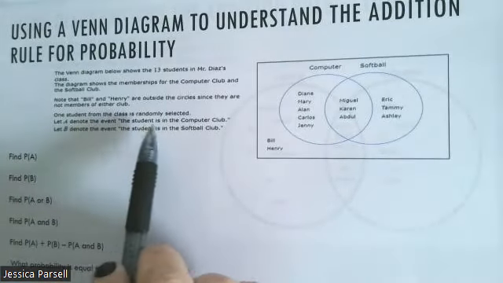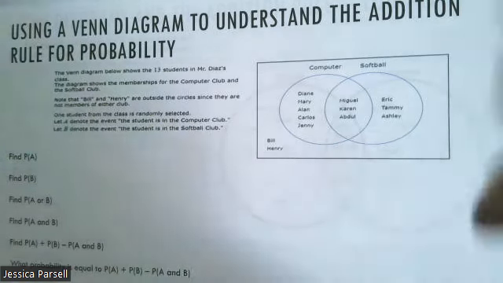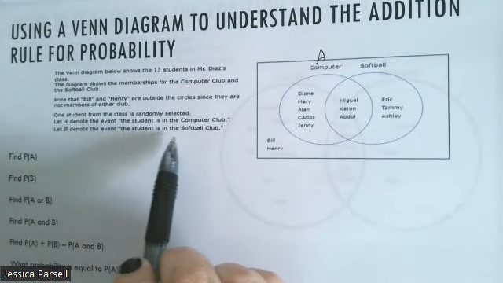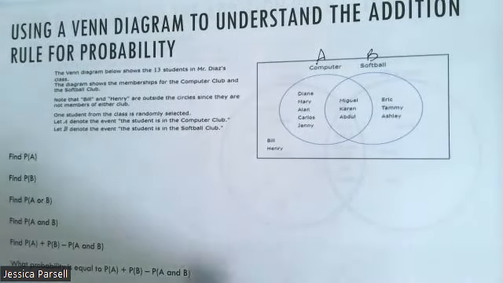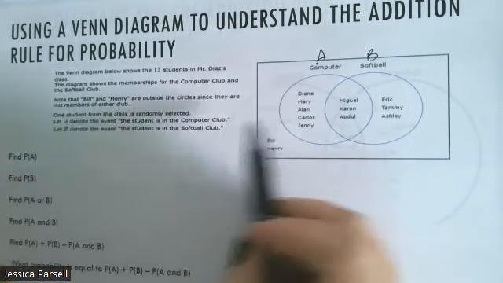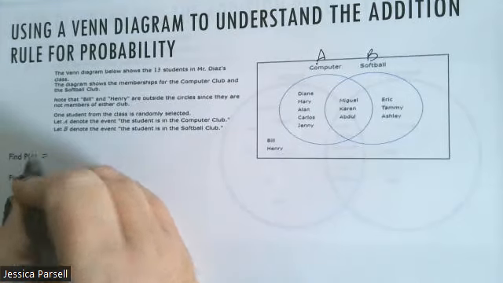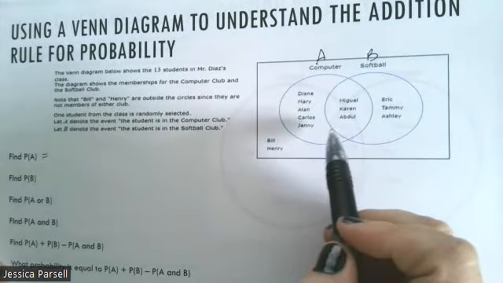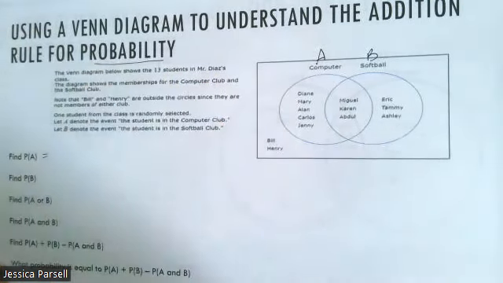One student from the class is randomly selected. Let A denote the event the student is in the computer club. So this is event A. And I'll let B denote the event the student is in the softball club. So that's event B. Okay, first we want to find out who is hanging out in event A, who would be in the computer club. So pause the video and think about this. This time we're looking at probability, right? That's a little different.